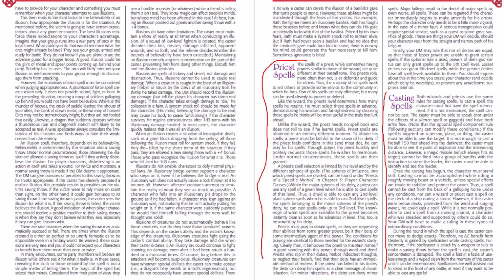If the spell is targeted on a person, place, or thing, the caster must be able to see that target. It is not enough to cast a fireball 150 feet ahead into the darkness. The caster must be able to see the point of explosion and the intervening distance. Likewise, a magic missile, which always hits its opponent, cannot be fired into a group of bandits with the instruction to strike the leader. The caster must be able to identify and see the leader.